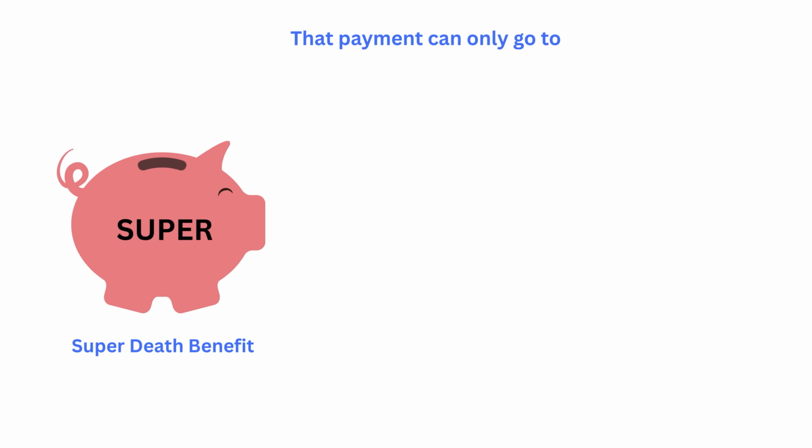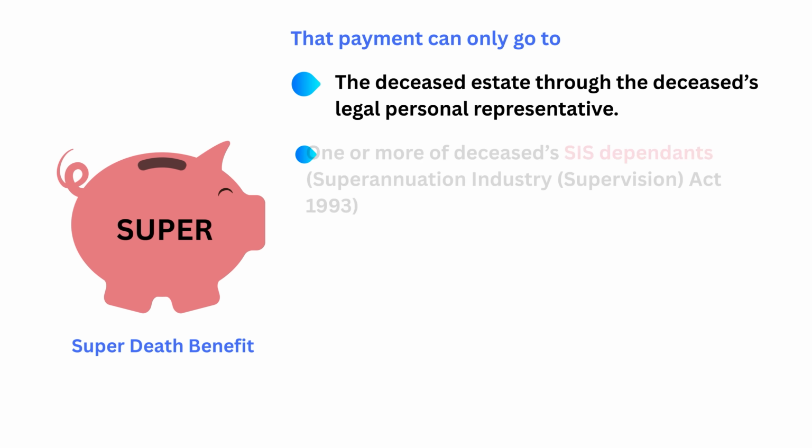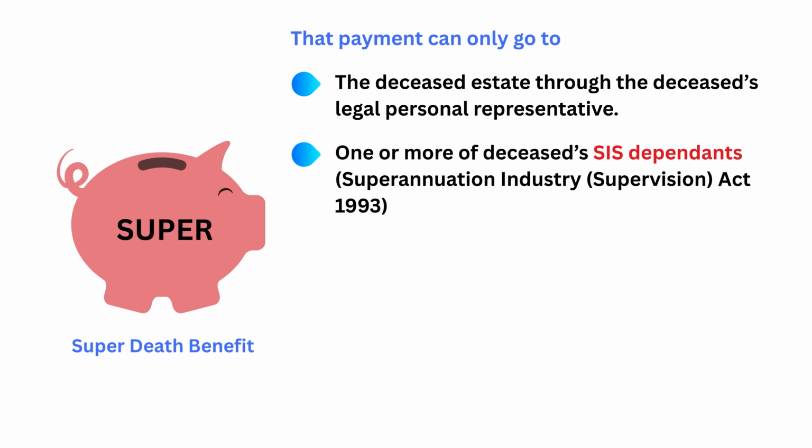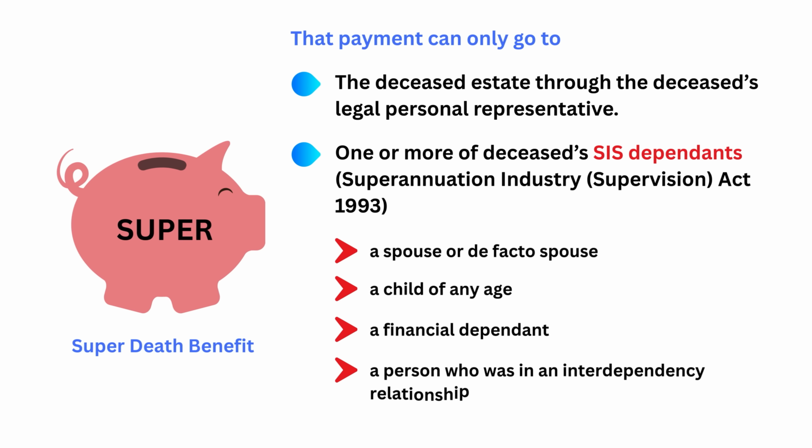That payment can only go to the deceased estate through the deceased's legal personal representative. From there, the distribution is handled according to the instructions in the will, and/or one or more of the deceased's 6 dependents, which include a spouse or de facto spouse, a child of any age, a financial dependent, or a person who was in an interdependency relationship with the deceased at the time of death.